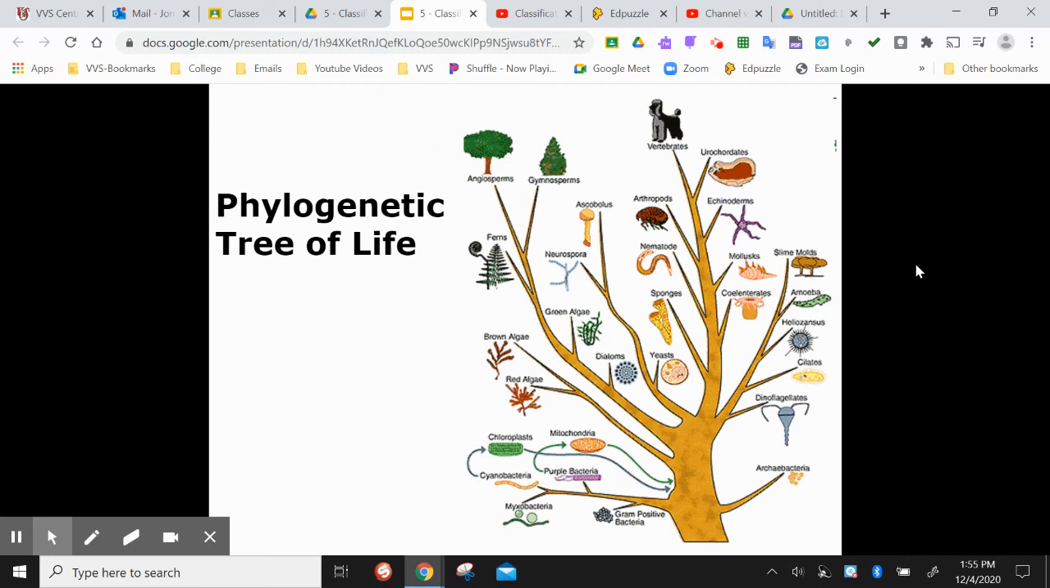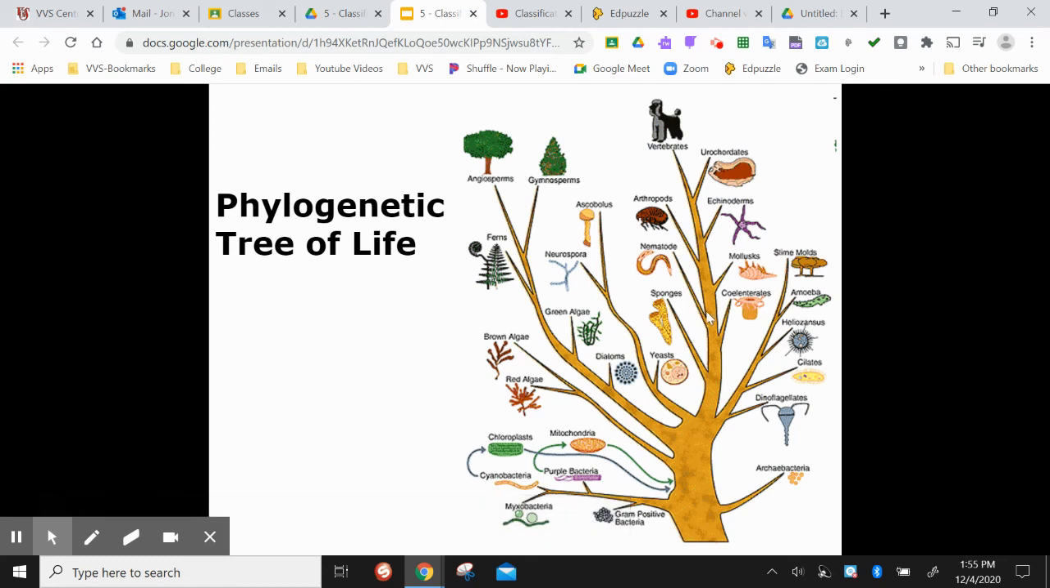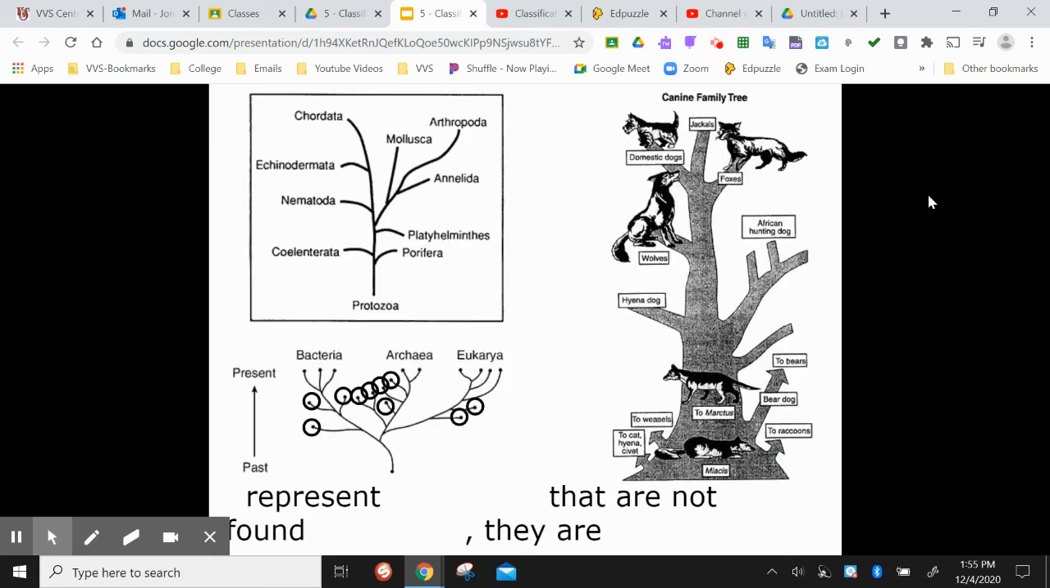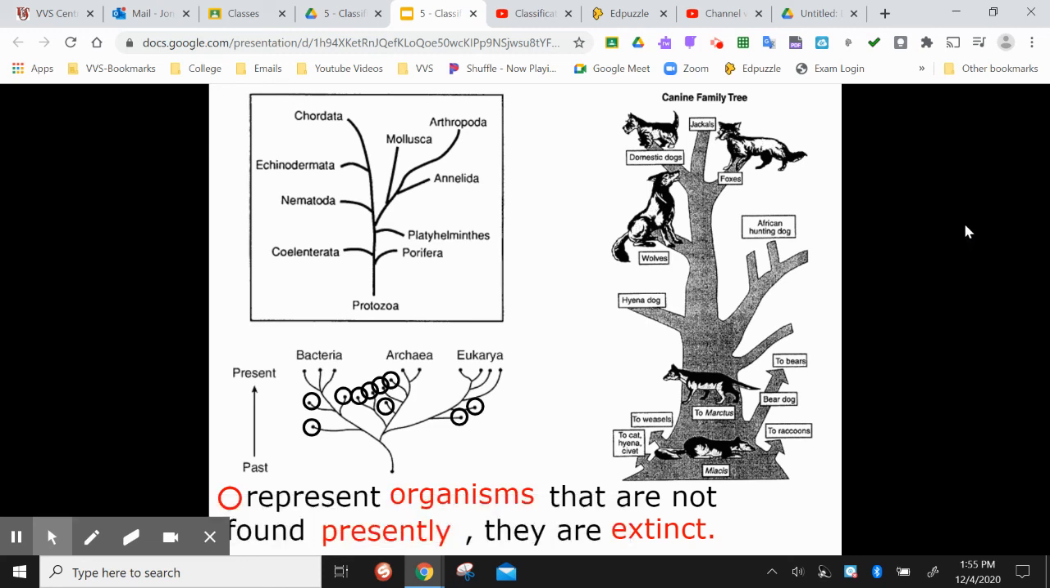Here's a couple more examples of how you might draw a tree of life. Notice all the ones down here. We have a common ancestor, and then it starts to branch off and branches off more and more, so that the closer things are to each other on the branches, the more closely related they are, compared to things that are further away. Here's another example. The part where I've circled things down here, see those circles? Those represent organisms that are now extinct. They didn't make it to the top of the tree. They died out before continuing on.